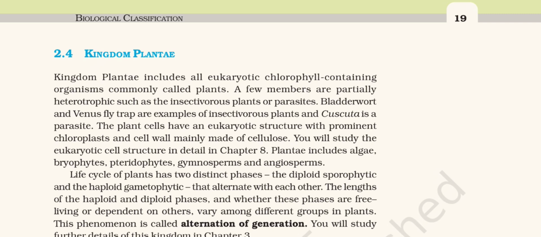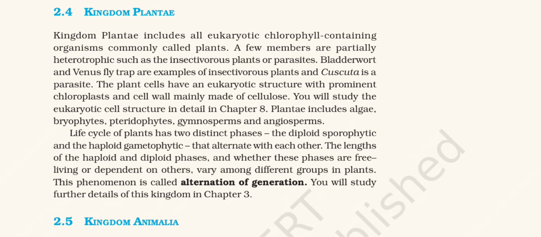Plantae includes algae, bryophytes, pteridophytes, gymnosperms, and angiosperms. Life cycle of plants has two distinct phases, the diploid sporophytic and the haploid gametophytic, that alternate with each other. The lengths of the haploid and diploid phases, and whether these phases are free-living or dependent on others, vary among different groups in plants. This phenomenon is called alternation of generation. You will study further details of this kingdom in Chapter 3.